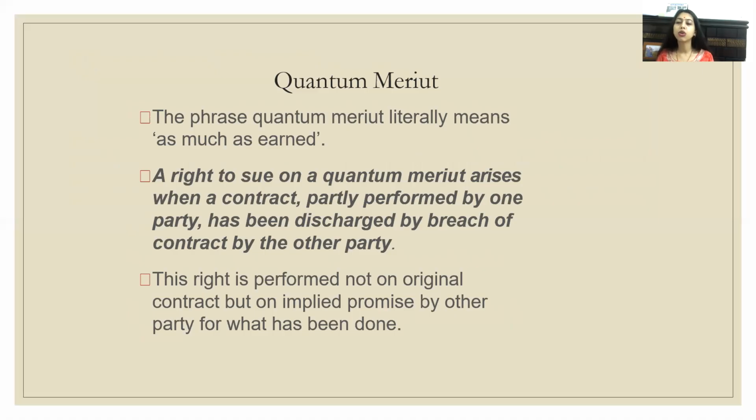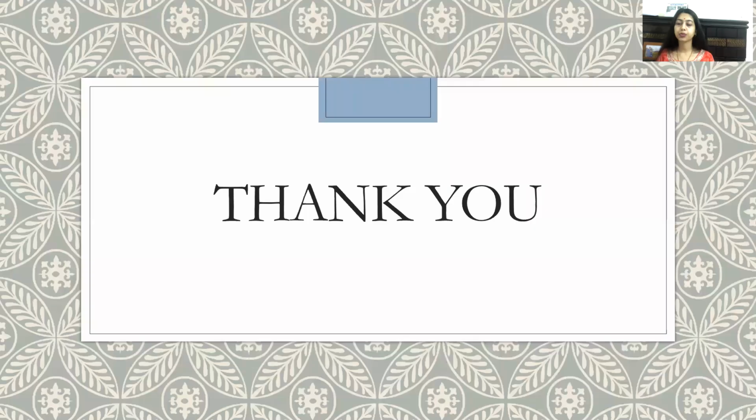A right to sue on quantum meruit arises when a contract partly performed by one party has been discharged by breach of contract by the other party. A party has partly performed it, but a breach has been committed by the other party. This right is founded not on the original contract but on an implied promise by the other party for what has been done. So this is all with regard to the remedies for the breach of a particular contract.